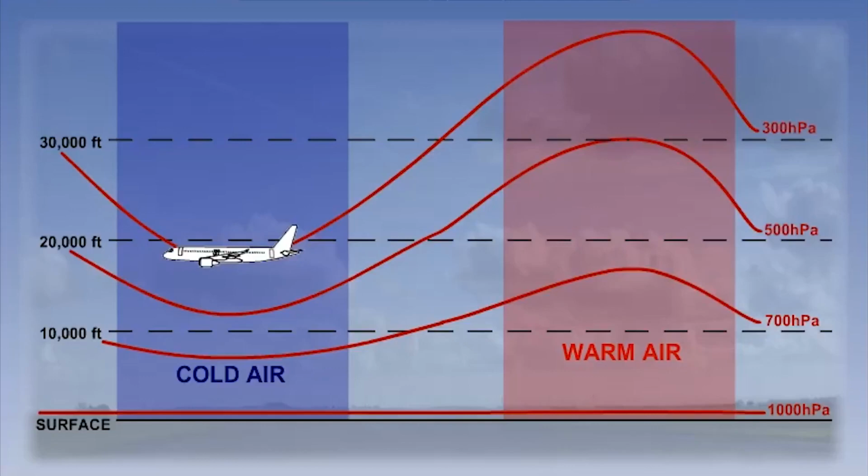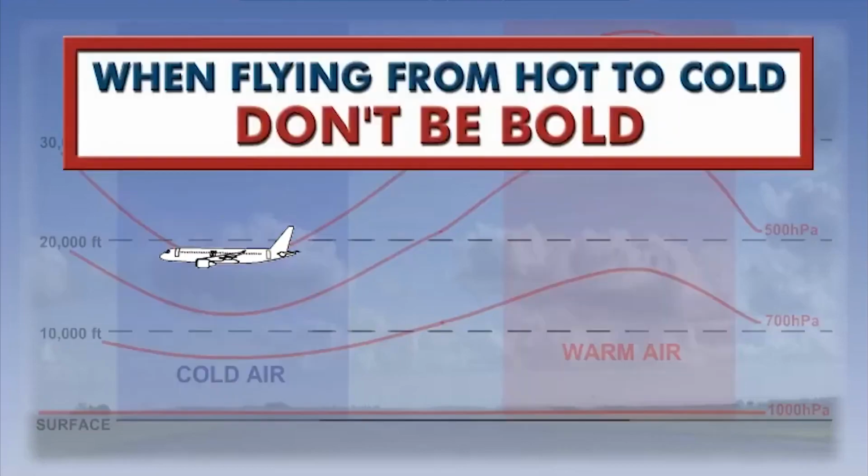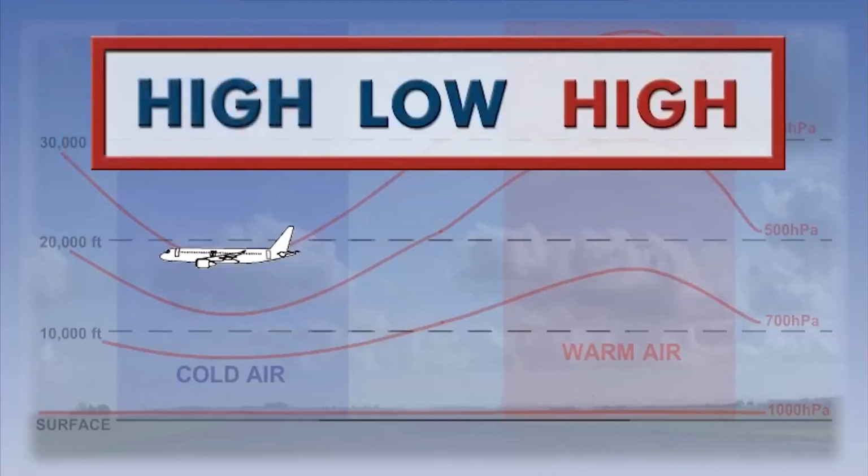There's a saying which is used to remind pilots of this potential problem. When flying from hot to cold, don't be bold. Or, even more dramatically, cold kills. We can further adapt this to be high, low, high. Flying from high temperature to low temperature, the altimeter will read high. In other words, it overreads the true altitude. We saw the use of high, low, high previously for horizontal pressure changes along route.